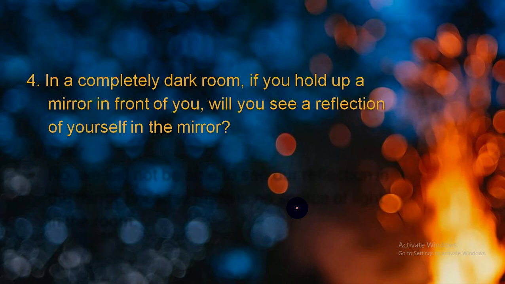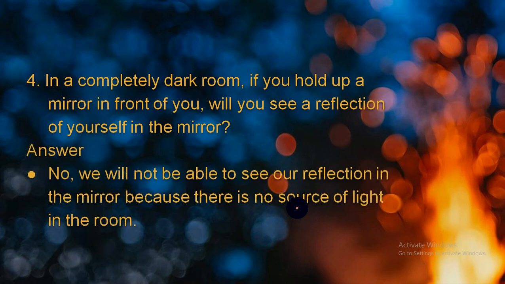But if there is no light, how is bouncing of light possible? So the answer should be no. We will not be able to see our reflection in the mirror because there is no source of light. This is the most important thing, that there is no source of light. Hence shadow will not form. Hence we cannot prove light travels in a straight line. Hence we cannot get any reflection of any object. If there is no light, then where will the properties of light exist? So the answer should be there is no source of light, hence we cannot see any reflection inside the mirror.